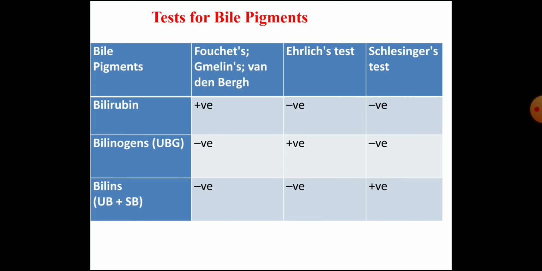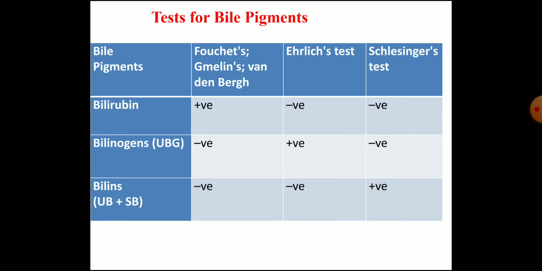So there are some tests which will detect the various types of bile pigment. The bile pigments are bilirubin, urobilinogen, then urobilin or stercobilin. The various tests are Fouchet's test, Mellin's test, and Van den Bergh test. So that will be positive for bilirubin. And then Ehrlich's test will be negative for bilirubin, and also Schlesinger's test will be negative for bilirubin. Then for urobilinogen, Fouchet's, Mellin's and Van den Bergh are negative, but Ehrlich's test will be positive. That is the test to detect the presence of urobilinogen in the urine. Schlesinger's will be negative. For urobilins and stercobilins, only Schlesinger's test will be positive.